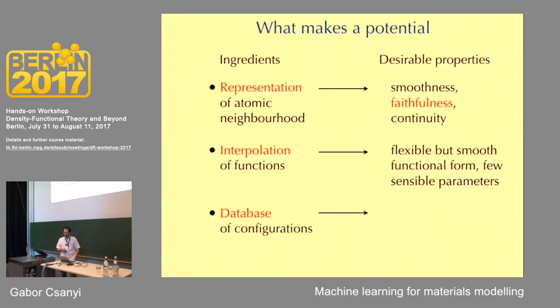Interpolation should be flexible, of course, because I don't know what the potential energy surface really is. But again, it needs to remain smooth and have hopefully very few and sensible human-adjustable parameters. But then the real quagmire will come when we come to the database. How do we select what configurations to fit to? This is where machine learning really presents new problems that we have not seen before. This is not a big problem for simple parametric potentials, but it's a very big problem for machine-learned potentials.